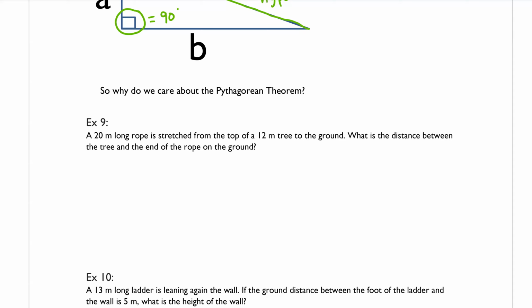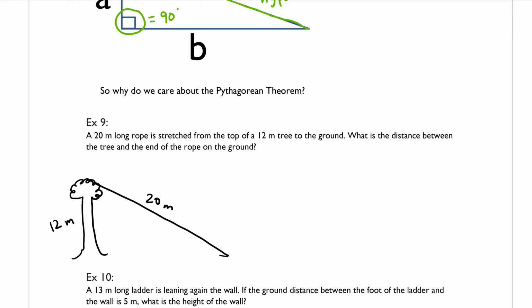Now, I find it helpful to draw pictures a lot of the time. So here is my tree. And it says that the 20-meter long rope is stretched from the top to the ground here. And then we know that the height of the tree is 12 meters, and the rope is 20 meters long. And so it's asking, what is the length from the end of the rope to the bottom of the tree? And we know that this here is a right angle. And so we're basically asking about that length there.